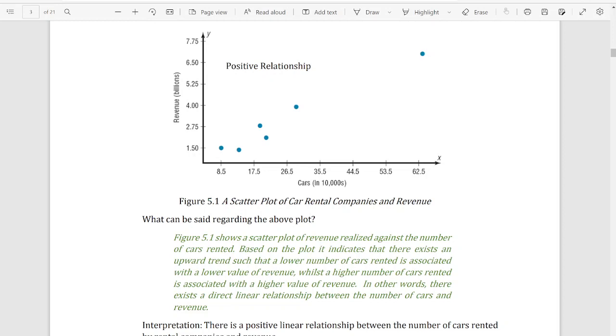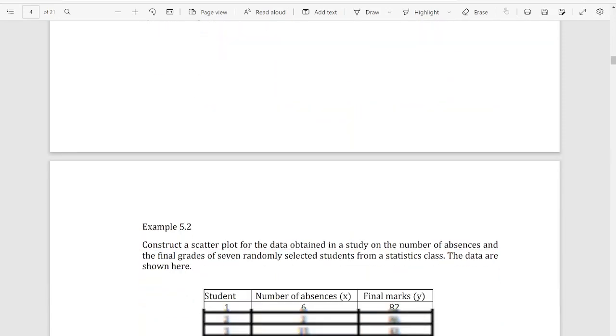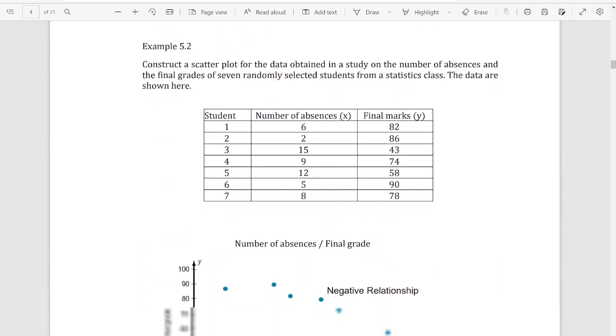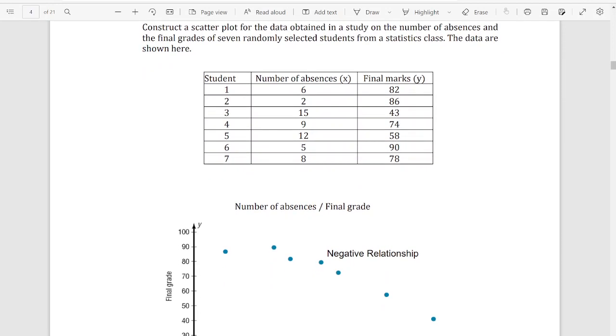So how do you interpret it in a single line, a one sentence interpretation? You can just say that there is a positive linear relationship between the number of cars rented by rental companies and revenues. Okay, nampak? So that is the interpretation. Okay, another example you can see here is the second example where you have a negative relationship.